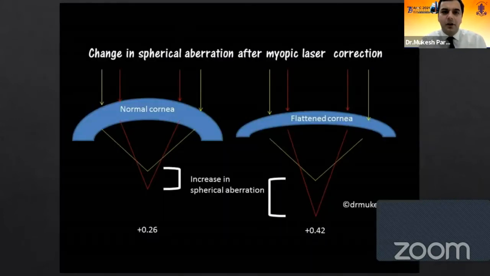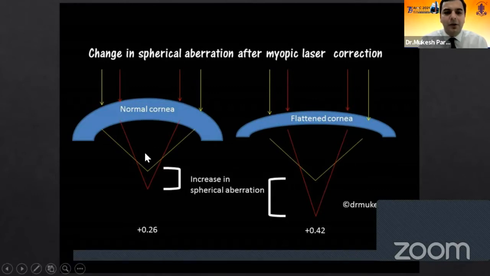Now, this is very important. What happens to the spherical aberration? Because when we talk about IOLs, we have a variety of IOLs ranging from negative asphericity to positive asphericity, and so on. In myopic laser correction, the peripheral rays converge more than the central rays, giving us a good amount of positive spherical aberration on the cornea. When the cornea flattens, this spherical aberration increases more towards the positive side.